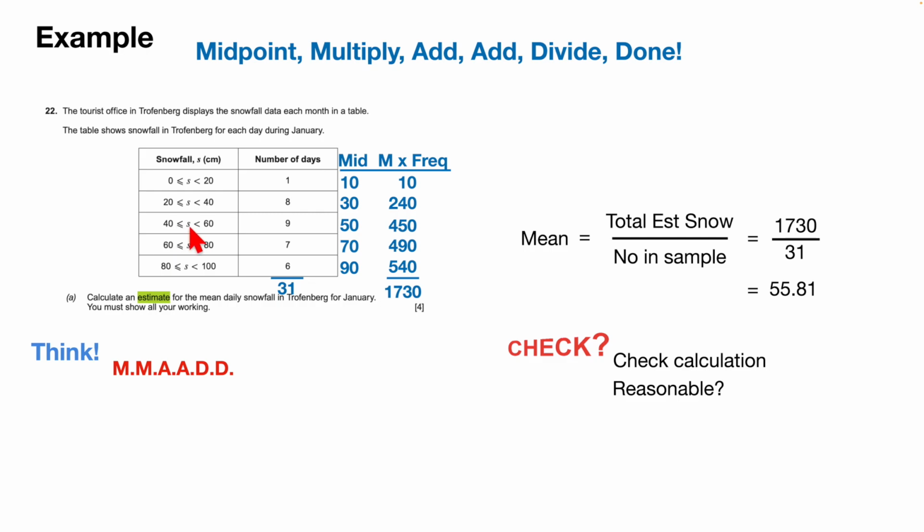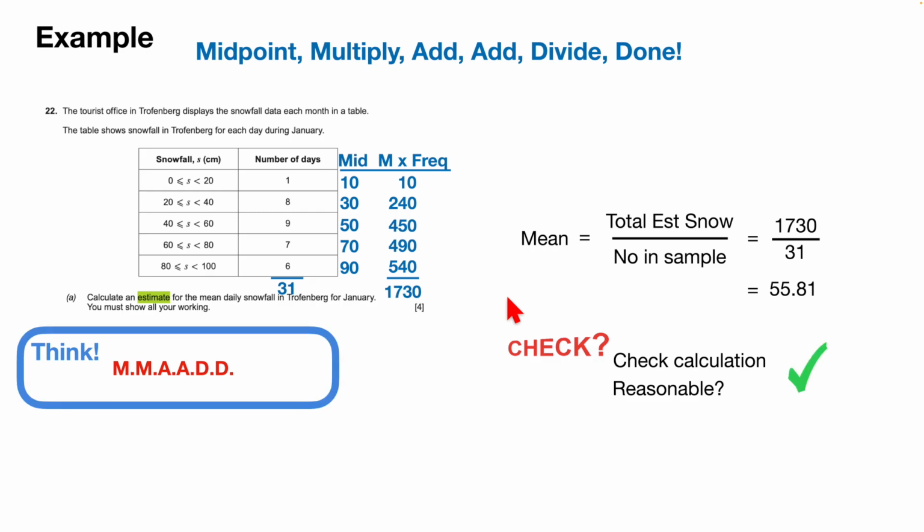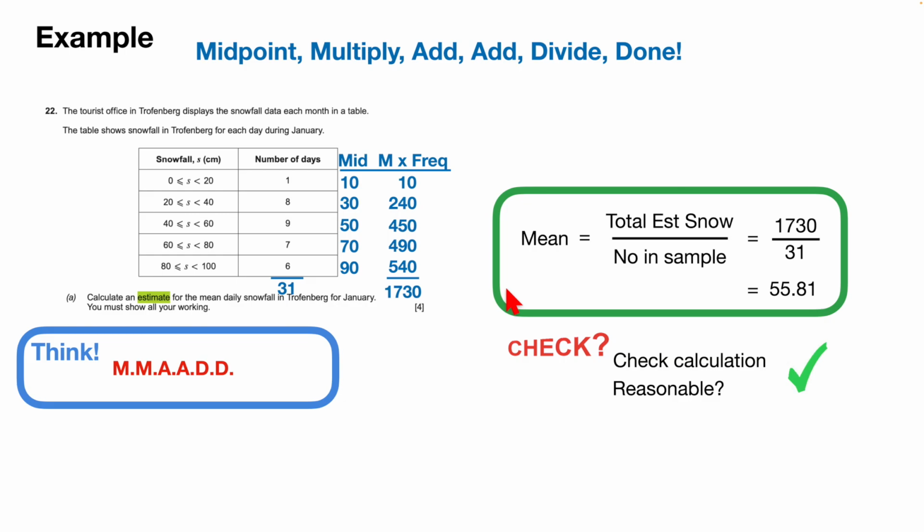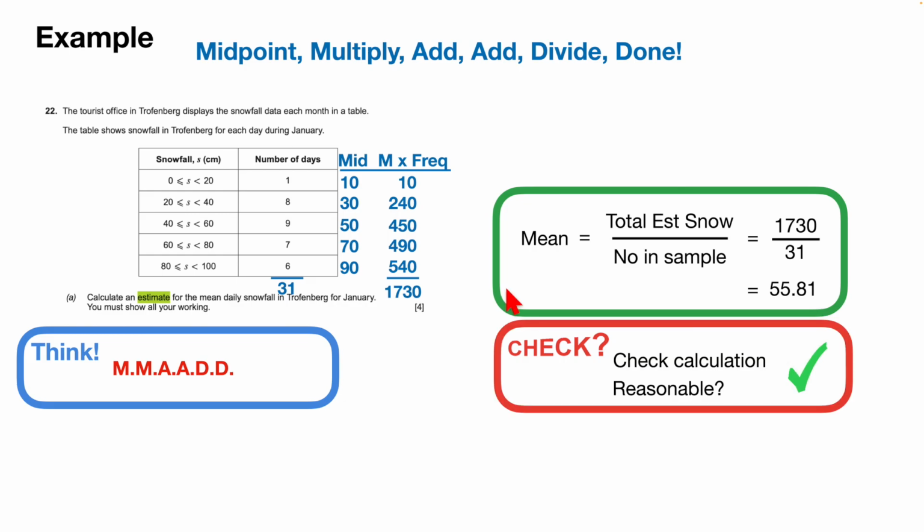It's not the middle, because the middle's 50, but it's probably going to be higher anyway, because there's 6 big ones, big snowfalls, and only 1 small snowfall. So it's probably going to push the mean a bit higher. So yes, happy with that, 55.8. So what do we do? We think, we calculate, and we check.